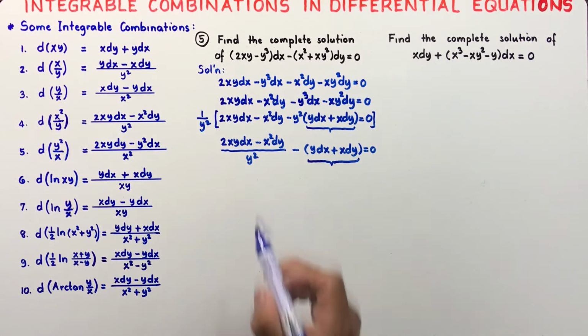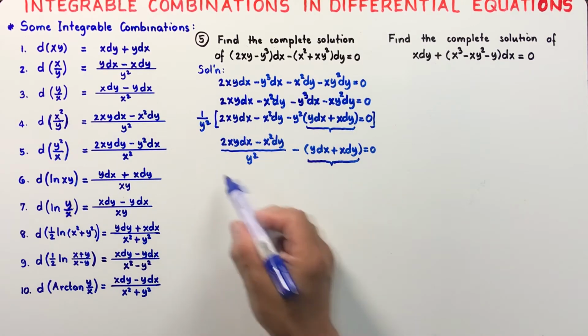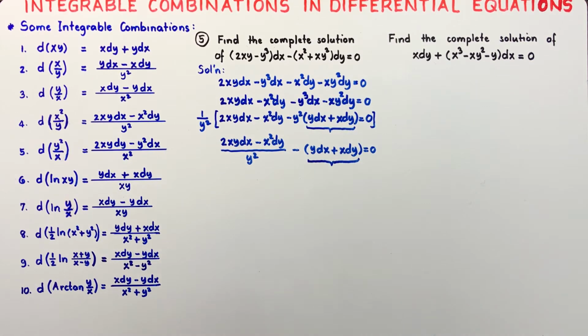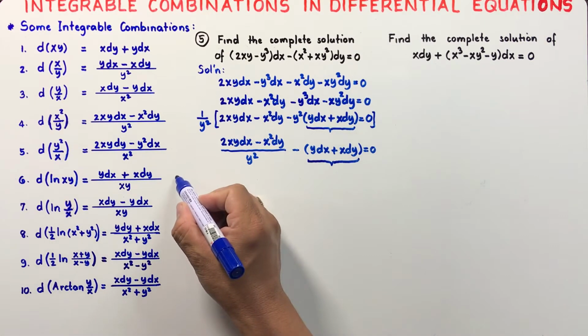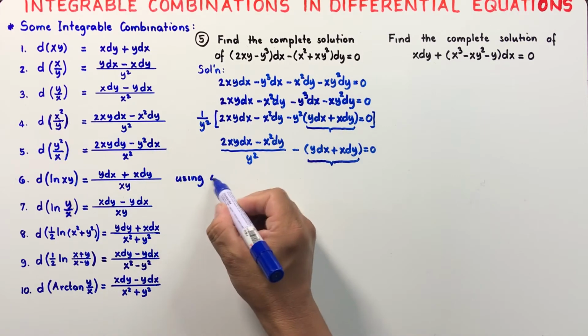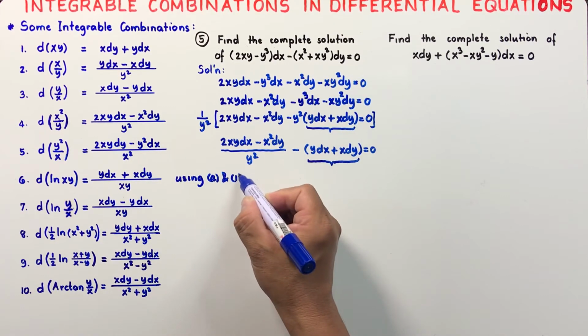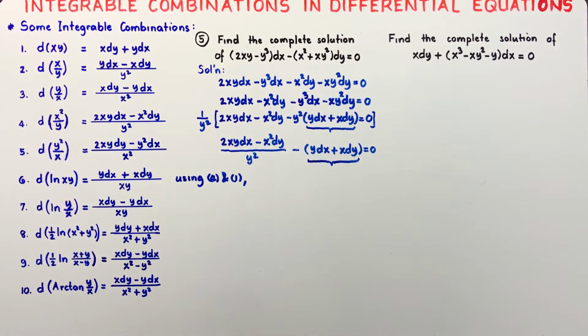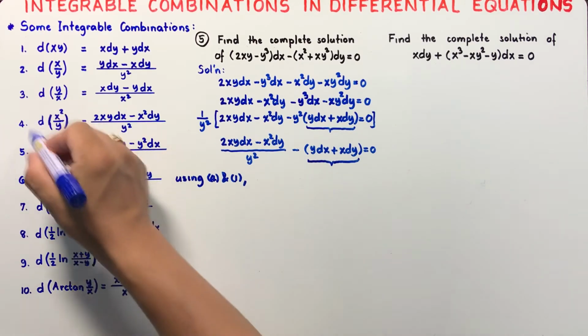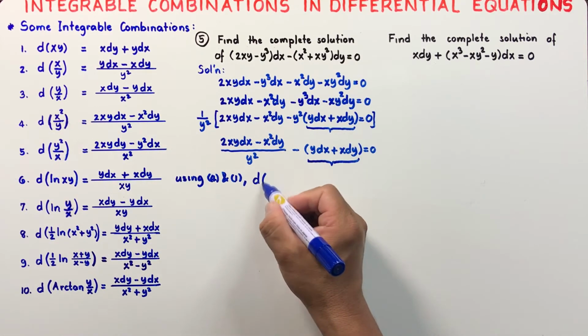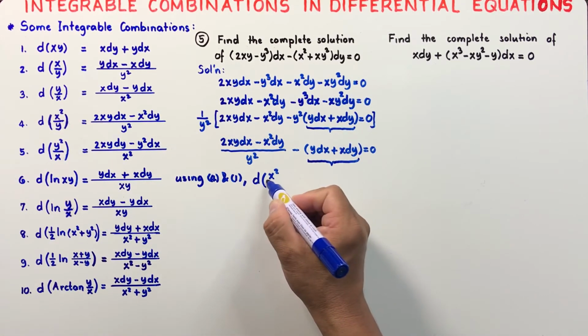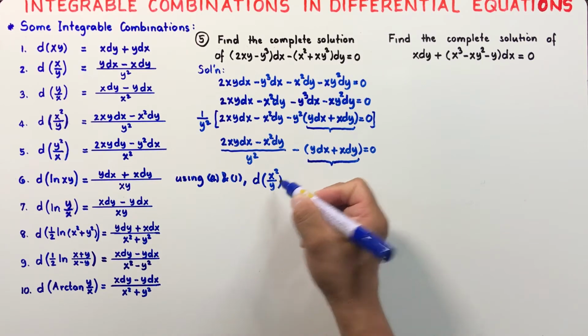And also we notice that this is another integrable combination which is the same as number 4. So using 4 and 1 in the list, we have to replace this one with its equivalent differential, which is the differential of the quotient of x squared divided by y.